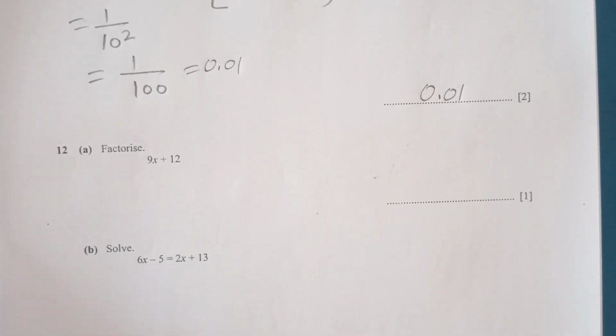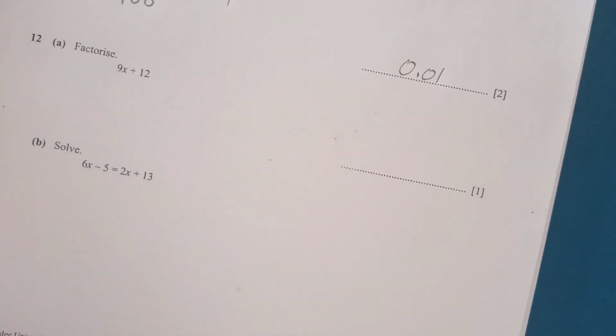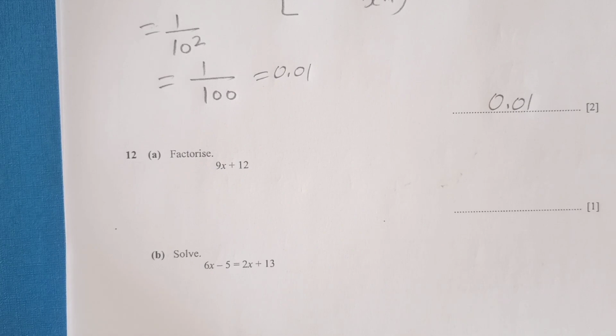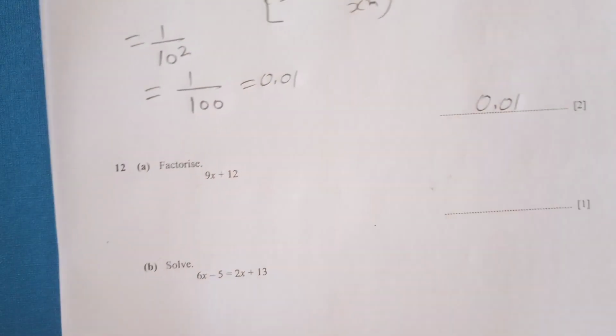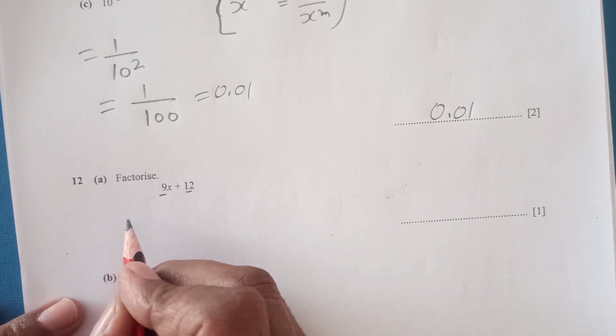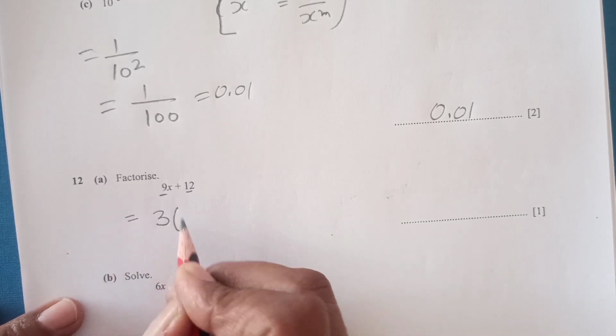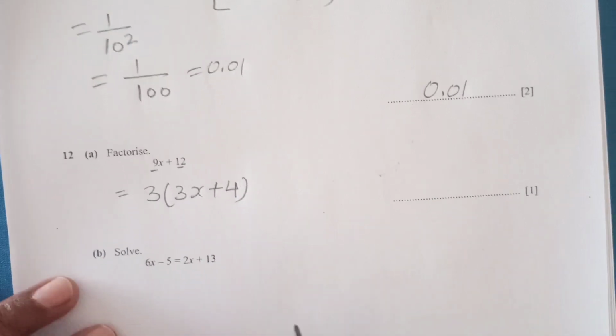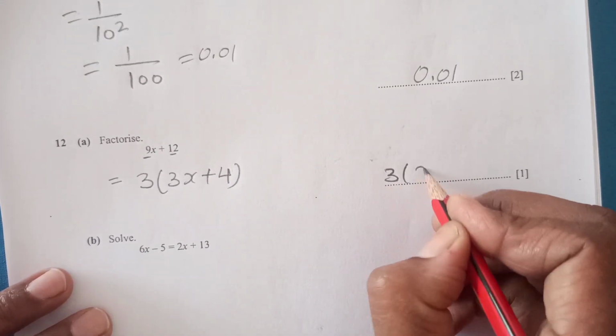Right? Now next is factorize this 9x plus 12. So if you see, there is x only with the first term, there is nothing with the second term as x. So we will see what is common between 9 and 12. It is 3. So inside we will have 3x plus 4. No further simplification is possible, so we can just write it down as it is.